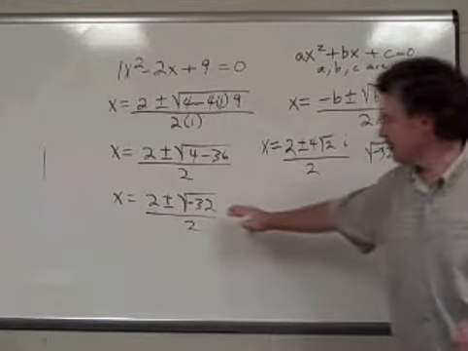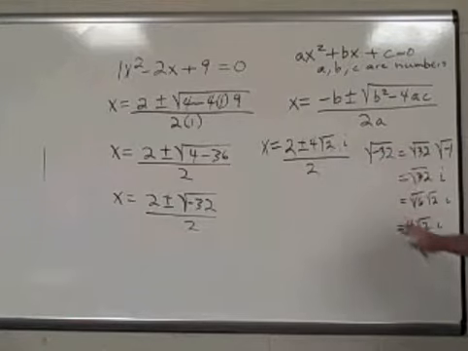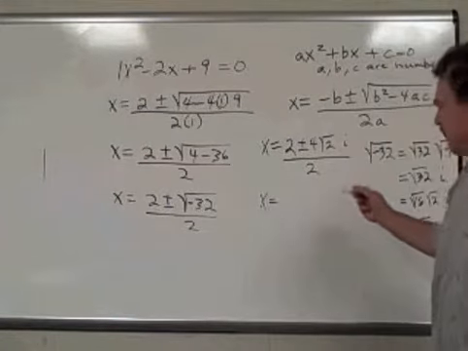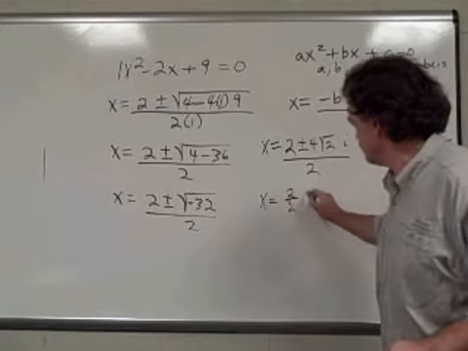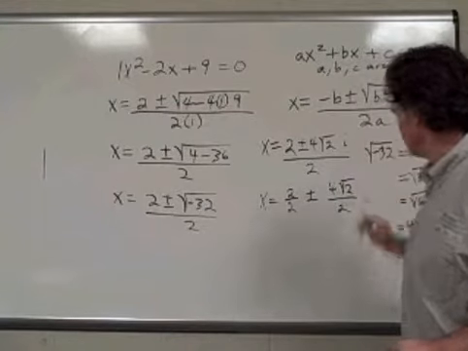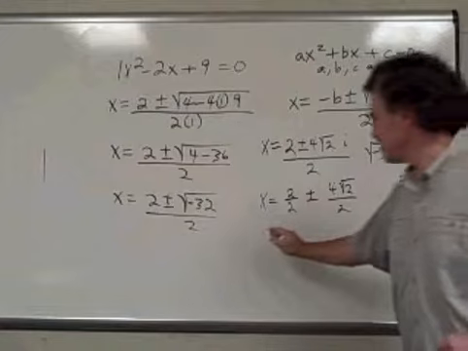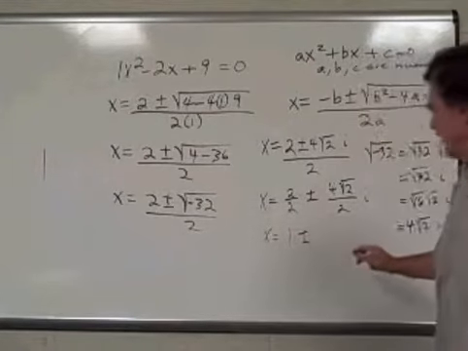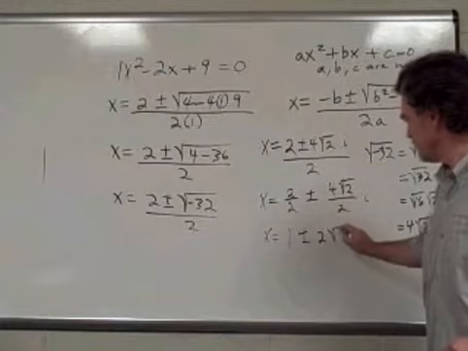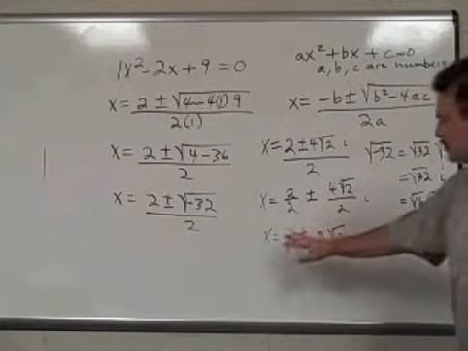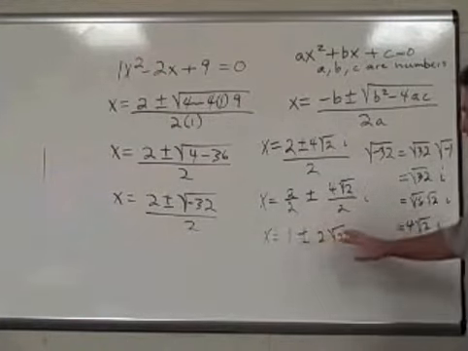I replace the square root of negative 32 with 4 times the square root of 2 times i. And now separate this into two separate fractions: 2 over 2 plus or minus 4 times the square root of 2 over 2 times i. Then do what simplifying we can do. Well, 2 over 2 is 1, isn't it? And 2 goes into 4 2 times. So our two complex number solutions.